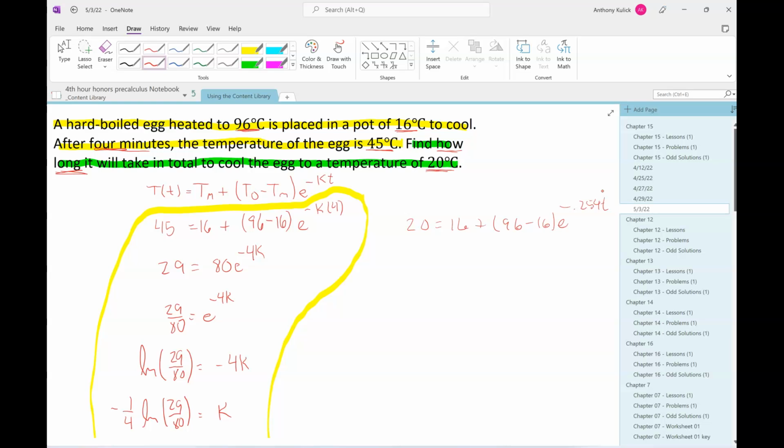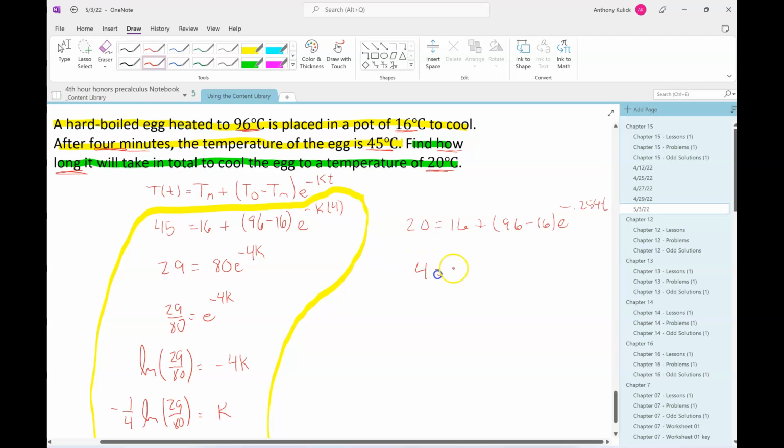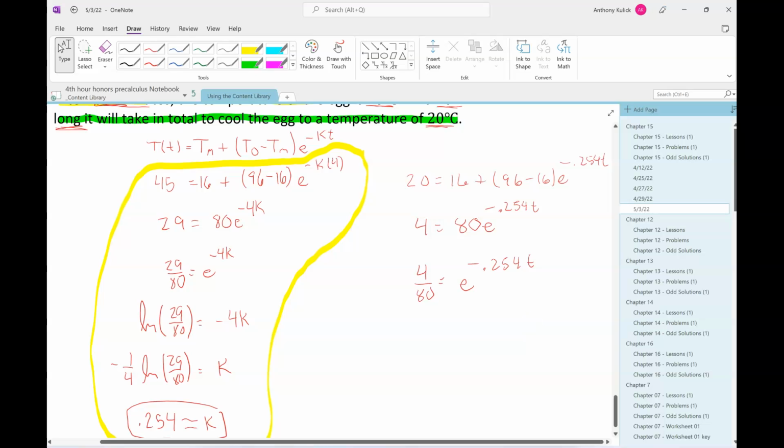Okay, first step. Subtract 16. Very good. Next step. Divide by 80. I would point out here, I realized that I could reduce that, but I'm just going to type into my calculator anyway, so I'm not even going to hassle with any of the reducing that I could do there. Natural log it. You got it.